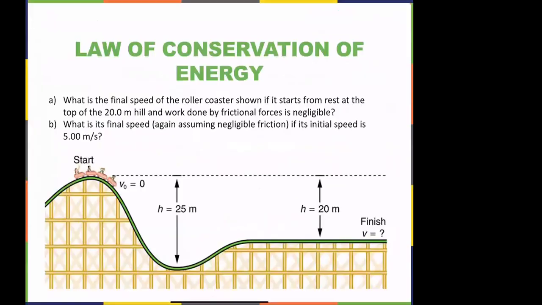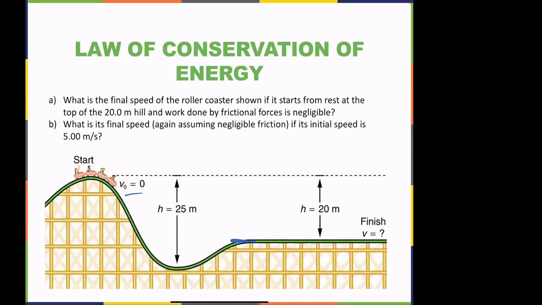Here's another problem. What's the final speed of the roller coaster if it starts from rest at the top of the 20-meter hill and work done by frictional forces is negligible? What is the final speed, assuming the initial speed? So let's do the first one. What's the final speed of the roller coaster if it starts from rest? V naught equals 0. And we're coming down here, right? So V naught to 20 meters. What is the final speed?